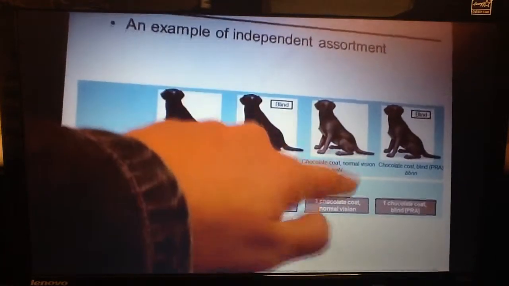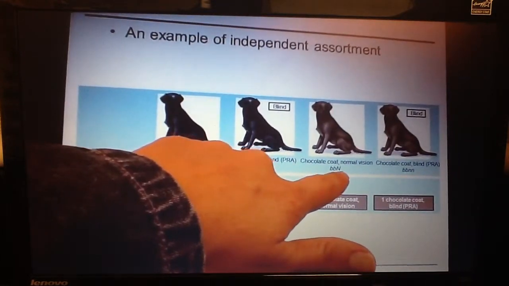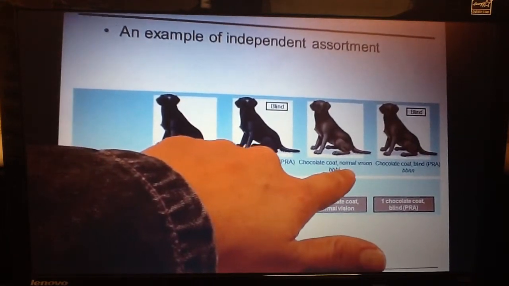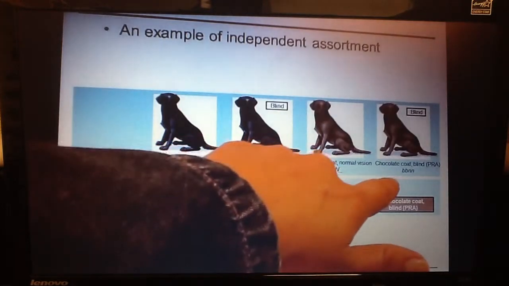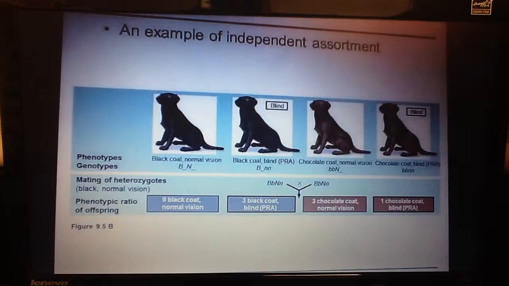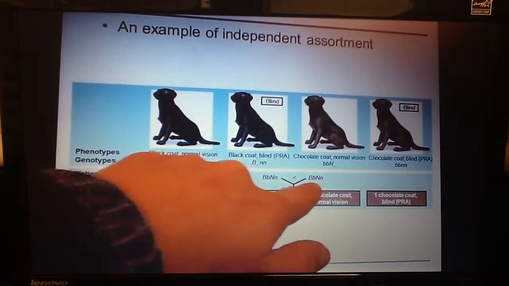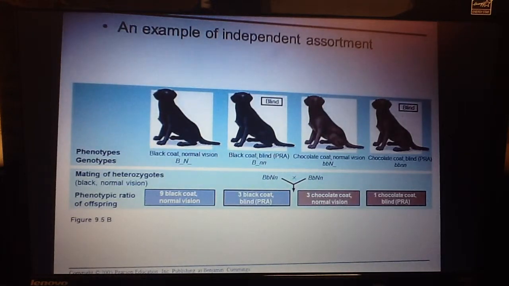So again, this one has good vision. We know that in order to be chocolate, you have to be recessive for coat color, and you have to have at least one dominant allele in order to have normal vision. Again, here's our chocolate blind, which we know is completely recessive. Now, you can see here that what they've done is they've crossed 2 heterozygous offspring.